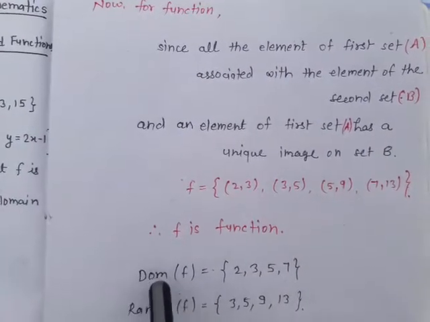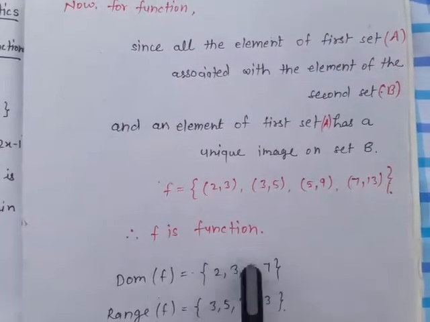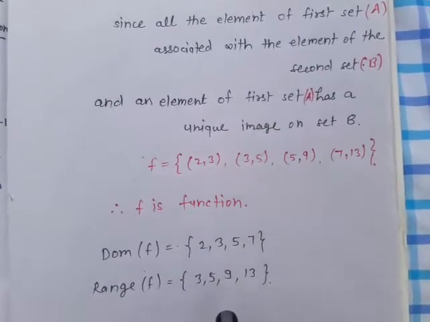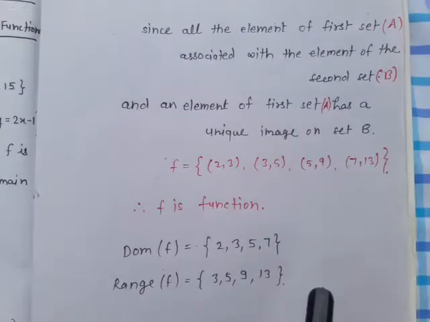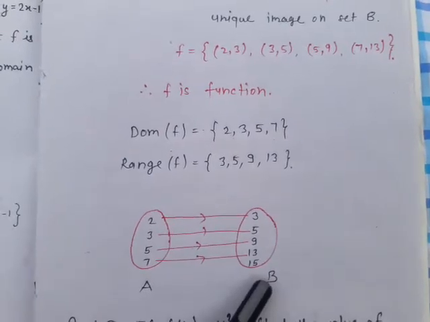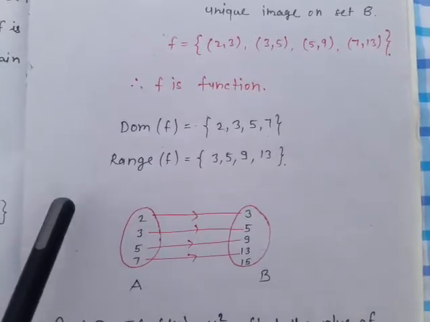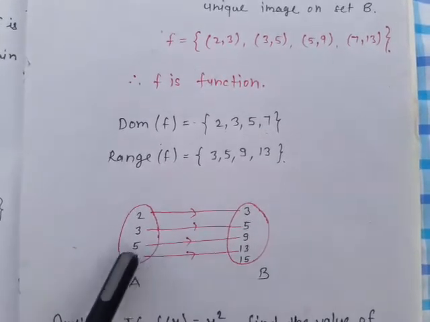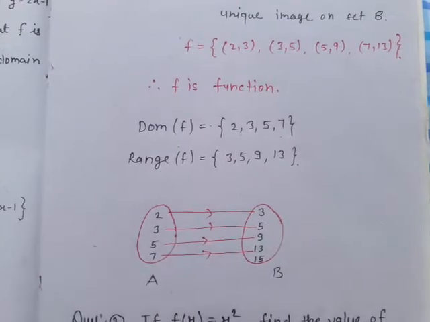Now the domain and range of F. The domain of F is all the first elements of these ordered pairs, that is 2, 3, 5, 7, and the range of F is all the second elements of these ordered pairs, that is 3, 5, 9, 13. This can also be shown by an arrow diagram. This is set A and this is set B. All the elements of set A are associated with set B; this is the first condition of a function. And the second condition, each image is unique: 2 goes to 3, 3 goes to 5, 5 goes to 9, 7 goes to 13, all are unique. So F is a function.